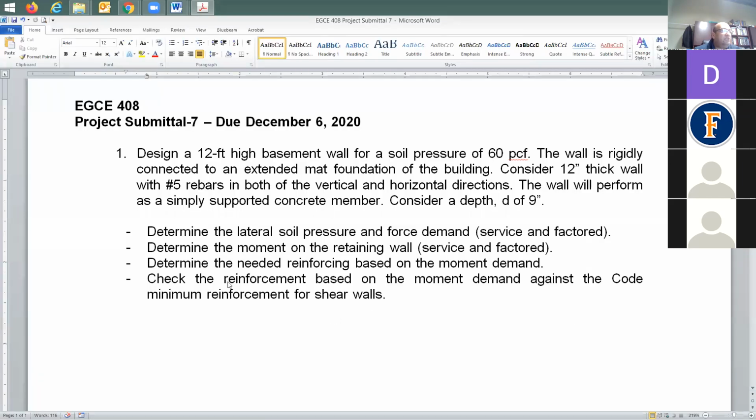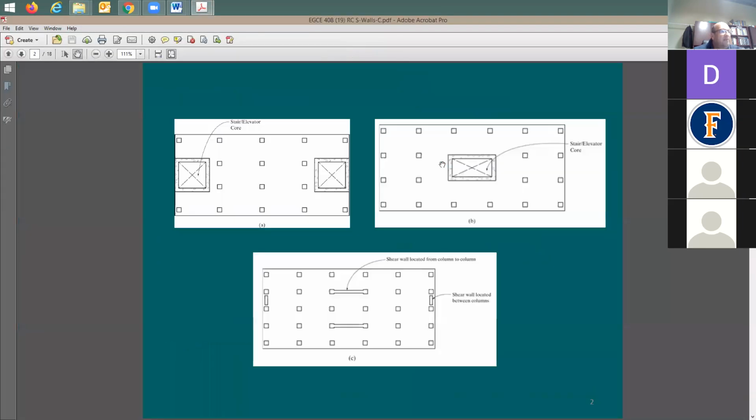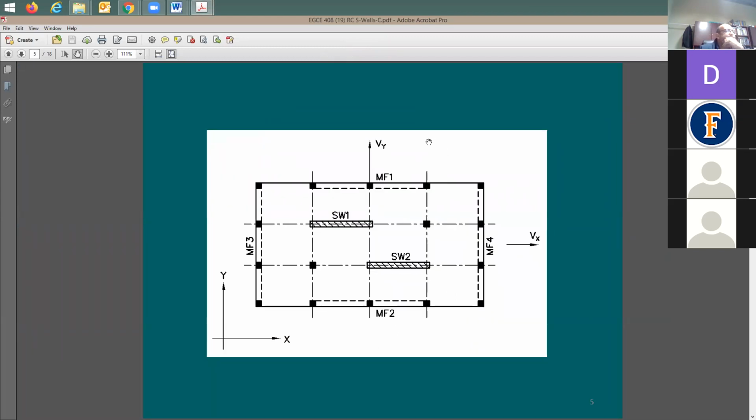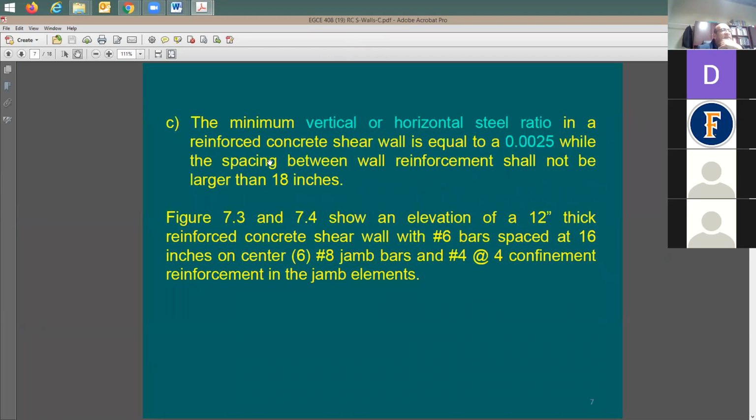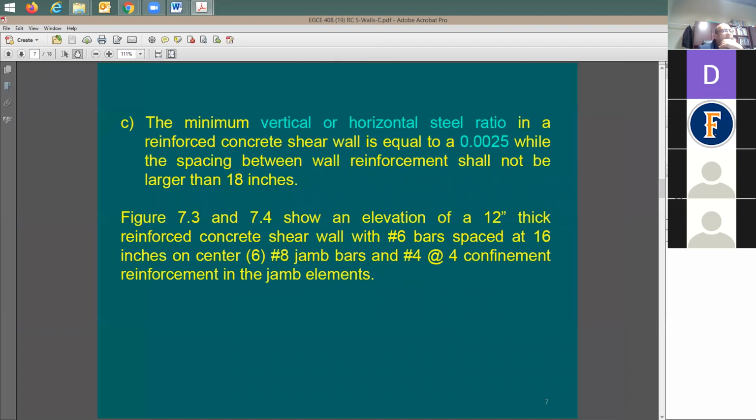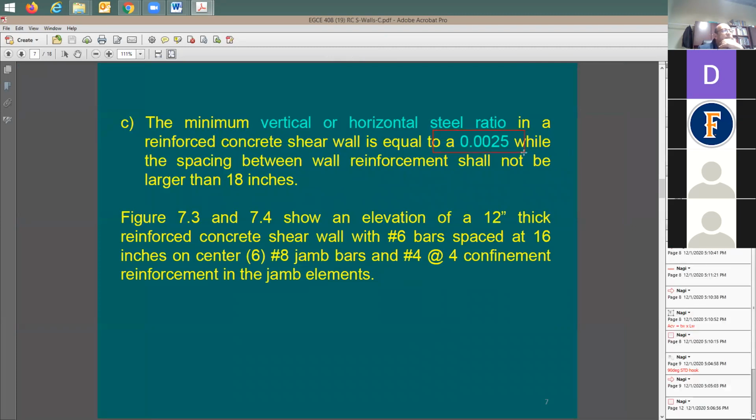After this, I'm asking you to check the reinforcing based on the moment demand, which means whatever reinforcing you were able to use in the third item, you need to check it against the code minimum reinforcement for shear walls. Say for shear walls, I remember something about shear walls, minimum reinforcement. Okay, here is a shear wall section. And it says the minimum shear reinforcement is how much? 0.0025 in both directions, vertical and horizontal.